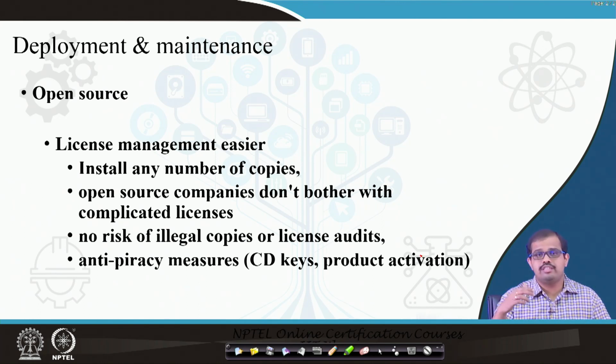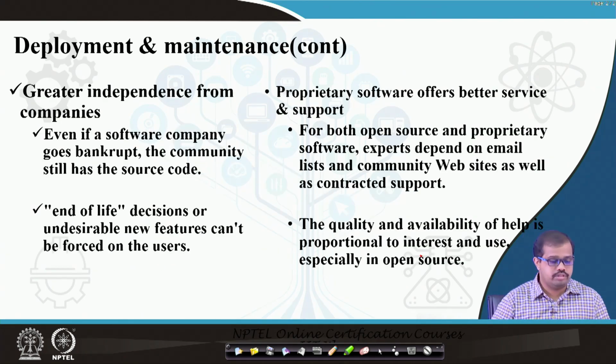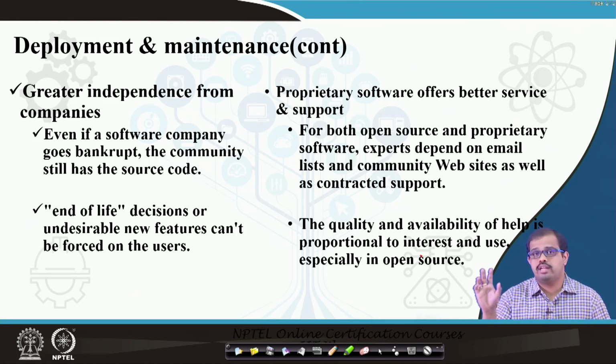So you don't need CD keys, you don't need to do an activation like you normally do. Normally when you have installed any proprietary software, the first thing it asks is whether you have a CD key or license that you have to activate online, which open source software never has at all. So that is exactly why you need open source in terms of all of these issues. And when you look at deployment and maintenance, open source has a much greater independence from companies. So that is one of the reasons that the open source community has been able to develop.